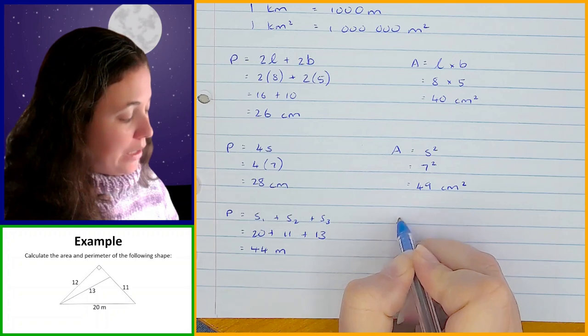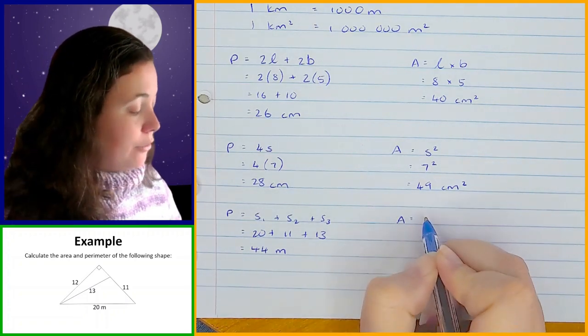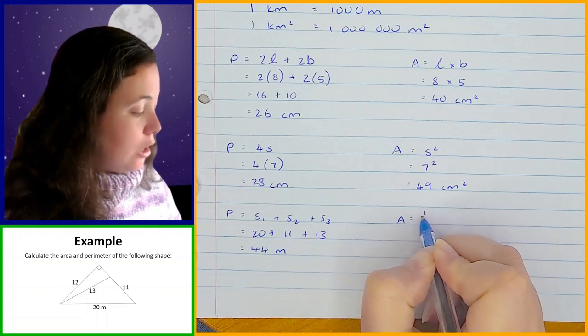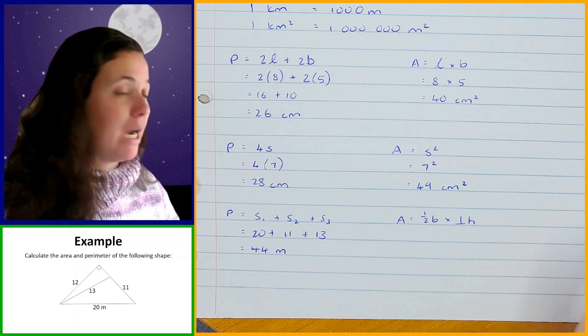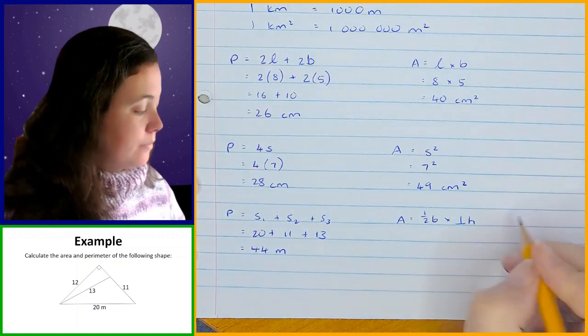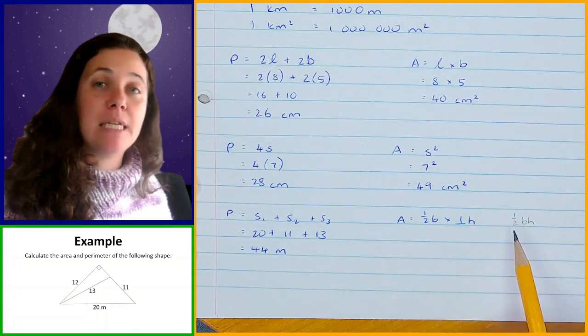Now for the area. Now the area is where it becomes more complicated. Remember, the formula for the area is half base times the perpendicular height. Now you might have seen this written like this. Half base times height. Okay, that might be how you've seen it in the past.